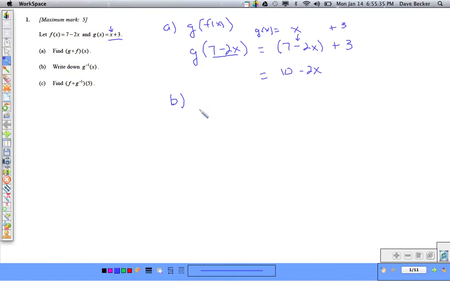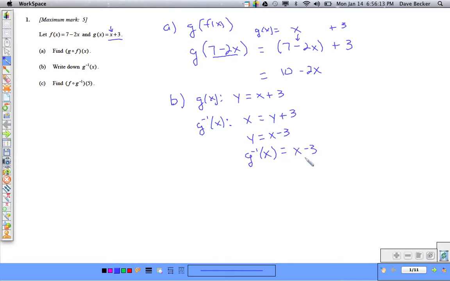B, write down g negative 1 of x. Well, for g of x, I'm going to rewrite that as y equals x plus 3. So the inverse, that's what that notation represents, I would find by swapping x and y: x equals y plus 3. So that means y would equal x minus 3. So g negative 1 of x, or the inverse of g of x, is equal to x minus 3.